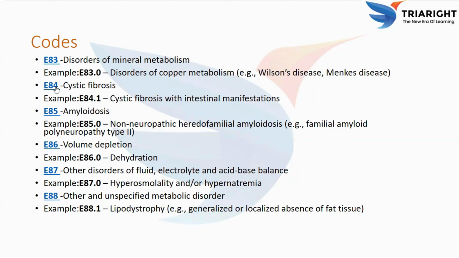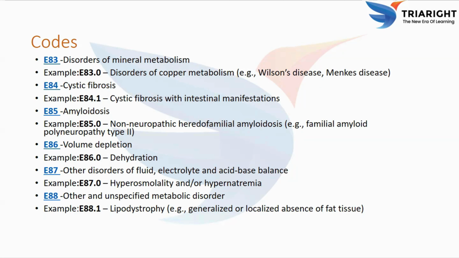And coming to E84, it's cystic fibrosis. For example, E84.1, cystic fibrosis with intestinal manifestations. It's a combination of the disorders related to the intestine with cystic fibrosis. It's a genetic disorder affecting the glands that produce mucus, sweat and digestive juices. Whenever the patient is diagnosed with cystic fibrosis, E84 must be assigned.